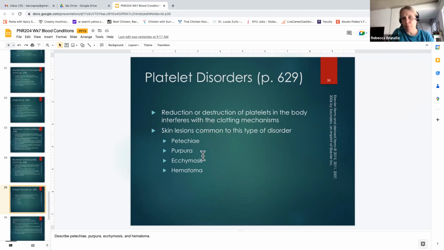So petechiae and purpura, these are both just discoloration of the skin. Petechiae are really, really small. Purpura is when they're greater than 4 millimeters. So they're pretty much the same thing, but there's a difference in size, where petechiae are pinpoint and purpura are a little bit bigger. Ecchymosis is that discoloration of a bruise, and then hematoma is the actual swelling. So these are all the different things that you can see on the skin if a patient has a platelet disorder.